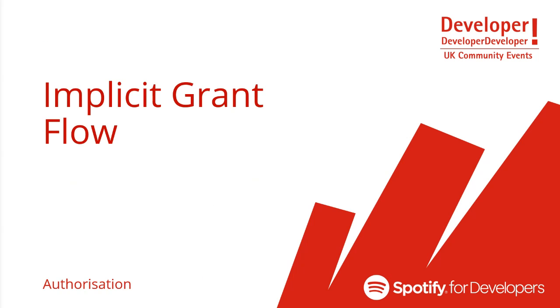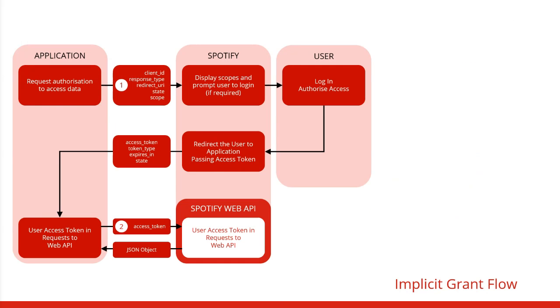Implicit grant flow, that's generally designed for clients that are implemented in a browser, like a JavaScript client. And in this case, there aren't any refresh tokens. So you have your application request authorization, and the access token will be returned as a hash fragment, this time on the redirect URL, and you'll get the access token that way.